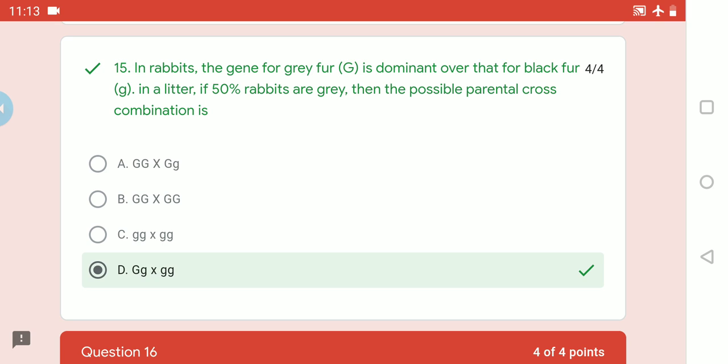Did you get it? Now you can identify the percentage they have given, 50-50. That means half will become grey fur and half of them will become black fur. Got it?